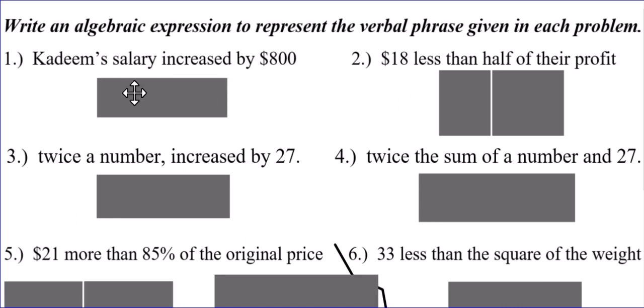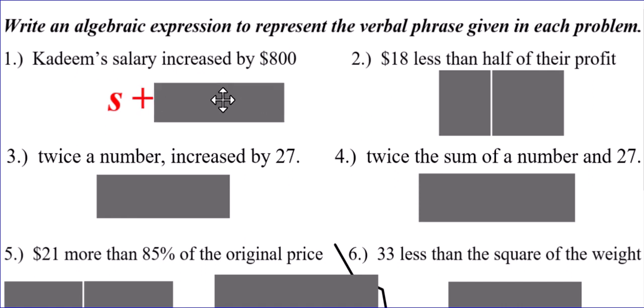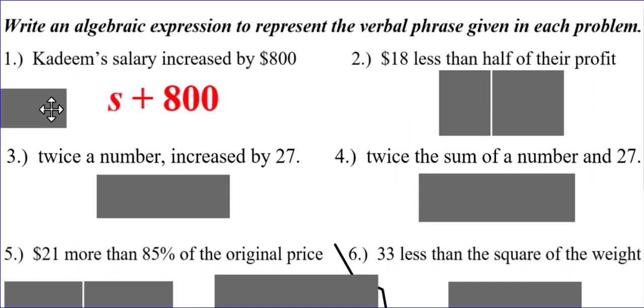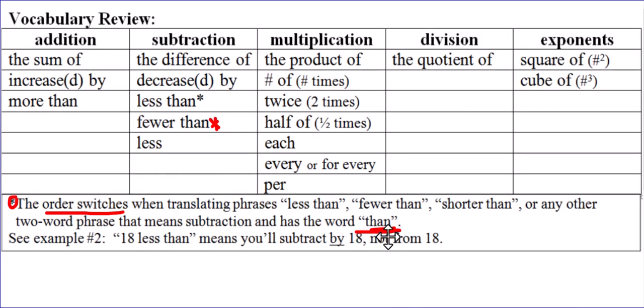Kadim's salary. We don't know what Kadim's salary is, so we'll pick a variable for that, S. Increased by, you can look up in the chart, means plus. 800 means 800. So you see how it's pretty much normally the order that it was in the verbal phrase, but if it's a subtraction phrase that includes the word than, then the order will switch. Let me show you what I mean.